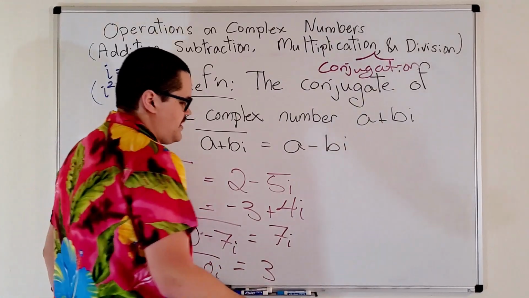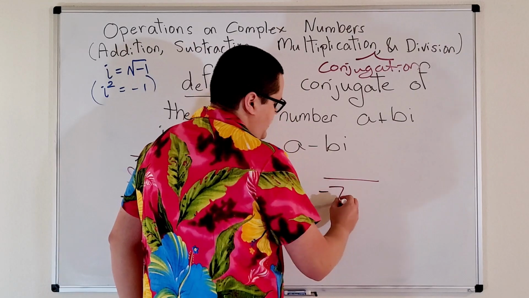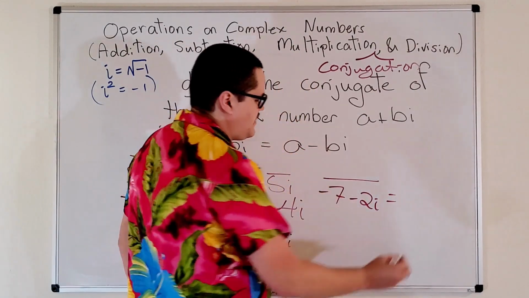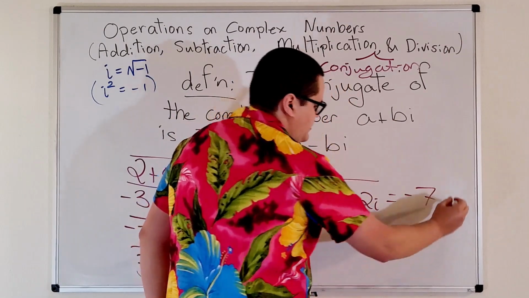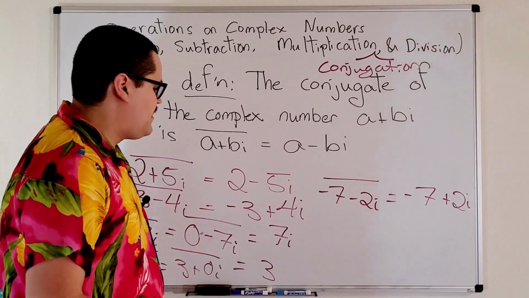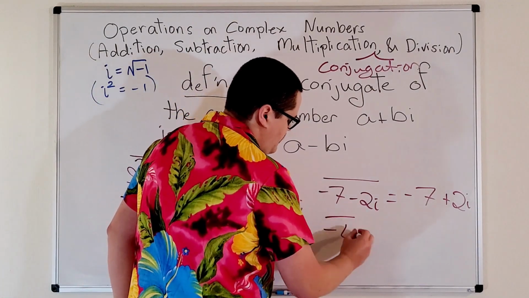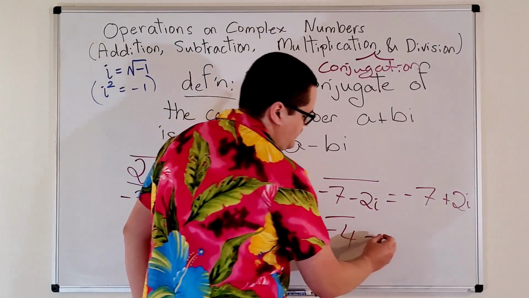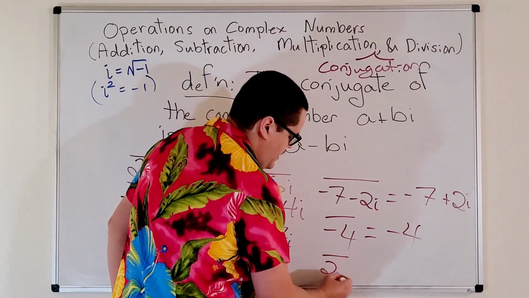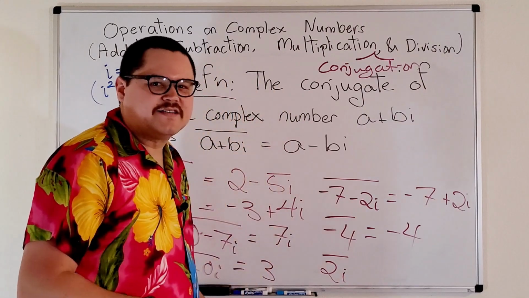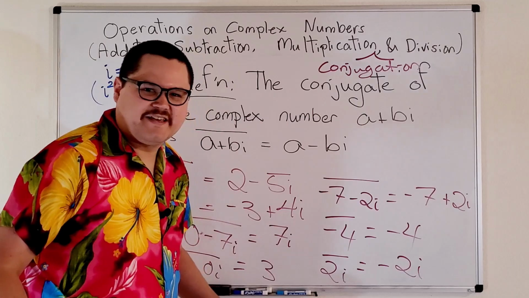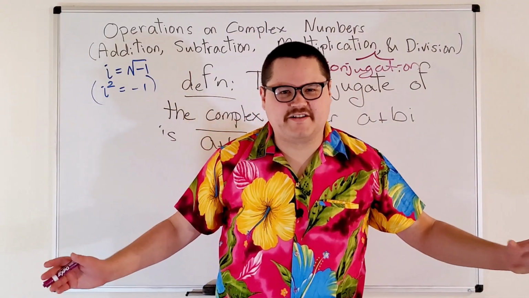Let's do a few more examples. Negative 7 minus 2i. So we keep the negative 7 the same and flip the imaginary part: negative 7 plus 2i. Conjugate of negative 4. There's no i, so it's just negative 4. Conjugate of 2i. Well, here there is an i, so we flip the sign to negative 2i. Makes sense? Well, here's the cool thing about complex conjugates.